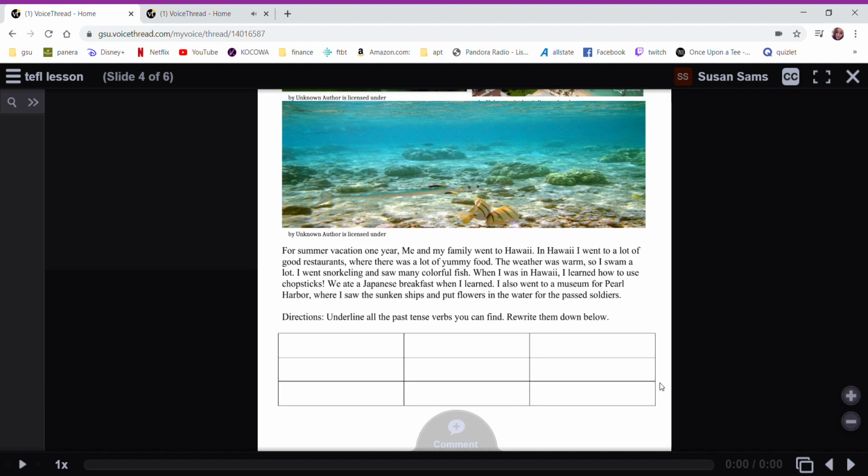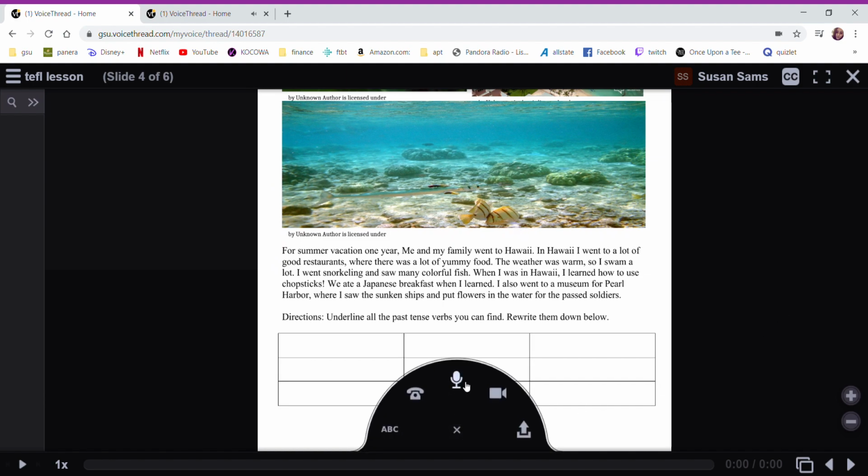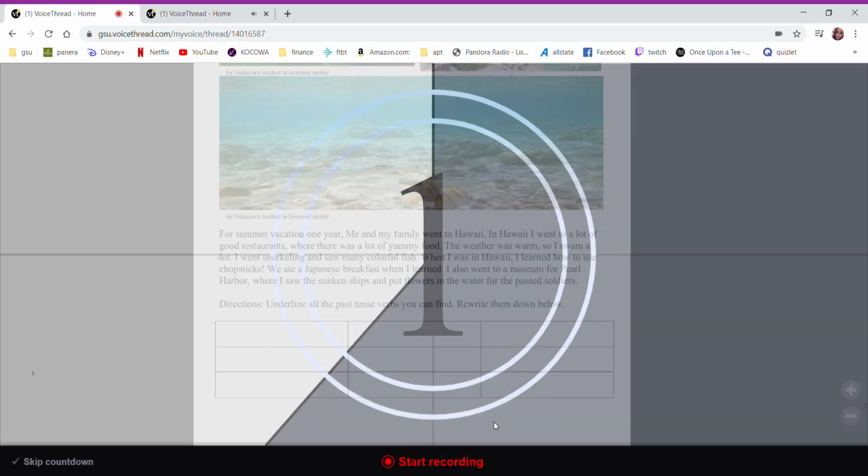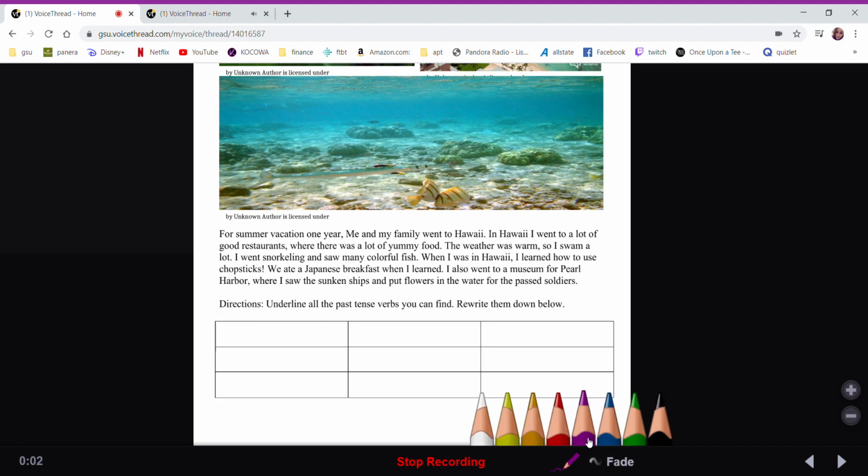So for summer vacation one year, me and my family went to Hawaii. In Hawaii, I went to a lot of good restaurants where there was a lot of yummy food. The weather was warm, so I swam a lot. I went snorkeling and saw many colorful fish. When I was in Hawaii, I learned how to use chopsticks. We ate a Japanese breakfast when I learned. I also went to a museum for Pearl Harbor, where I saw the sunken ships and put flowers in the water for the past soldiers.